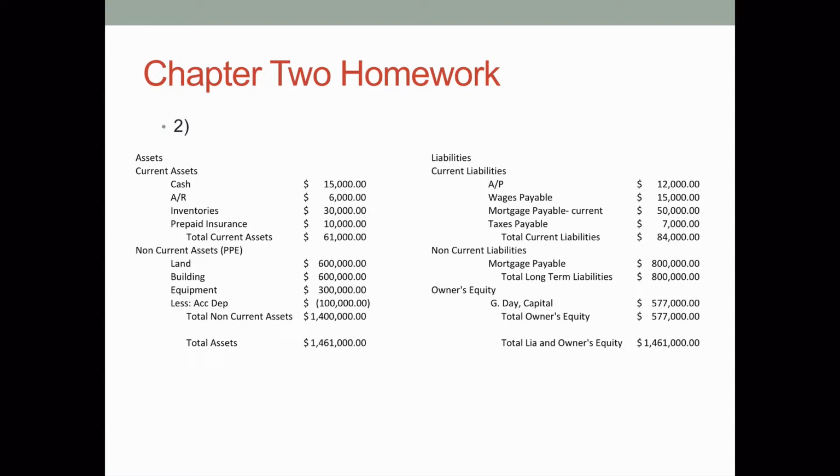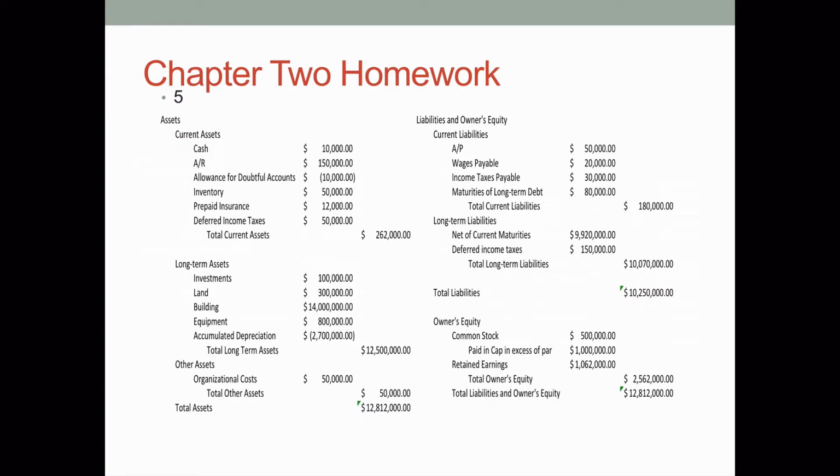And then we have owner's equity, and because this is a proprietorship, we just have the gentleman's name who owns the company as G-Day Capital, and when we add all those numbers up, we balance out at $1,461,000. If you did not balance out, or you got different numbers and you don't know why after reviewing the homework, like I said before, email me or call me and we'll go over it line by line, and hopefully I can help you figure out where your errors are.